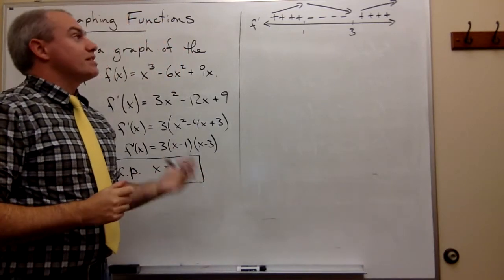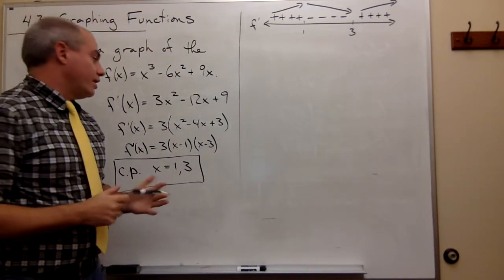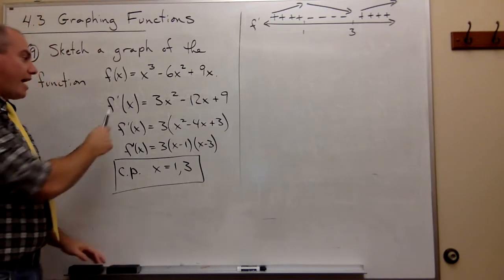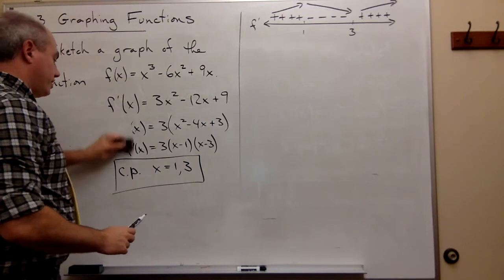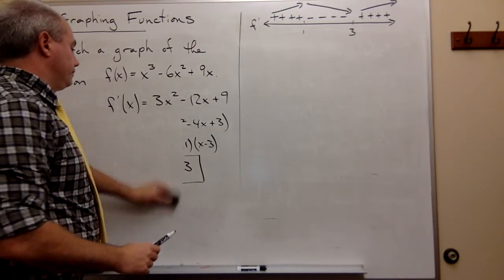So now I want to do a similar chart for the second derivative. So I want to go back over here. I have my first derivative. I already got my critical points and everything on my chart. So let's erase over here a little bit.